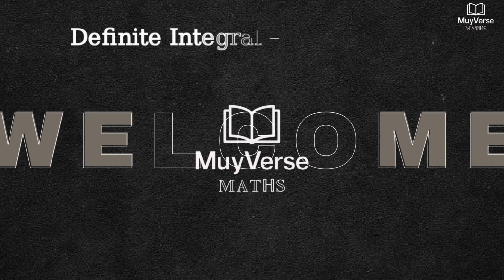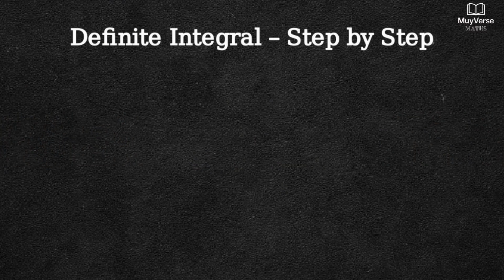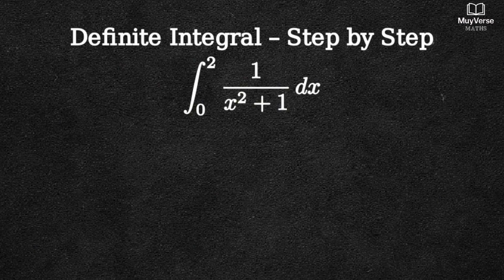In this quick walkthrough, we will evaluate a definite integral step by step. Here is the problem. Evaluate the integral from 0 to 2 of 1 over x squared plus 1 dx. We will visualize the area, find an antiderivative, apply the fundamental theorem of calculus, substitute the limits, and simplify to the exact and approximate answers.